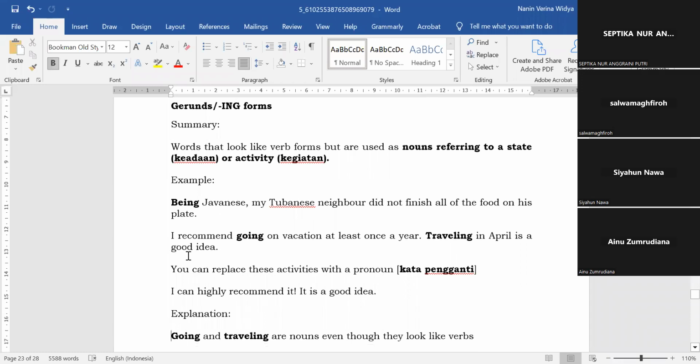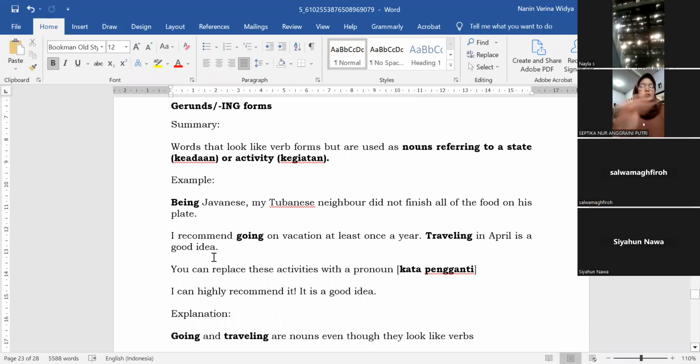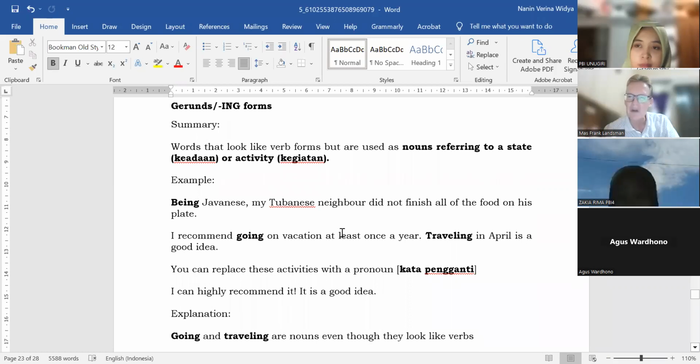This is polite, yeah. I learned this when I was in Tuban. People don't always finish their drink or their food out of politeness. It's macam sopan santun, yeah. If you finish everything, it means you're greedy, you're rakus, yeah. So you leave a little bit behind in your glass or on your plate. So being Javanese, because he was a polite Javanese person, my Tubanese neighbor did not finish all of the food on his plate. You leave a little bit behind, meaning I'm not starving, I'm not a greedy person.